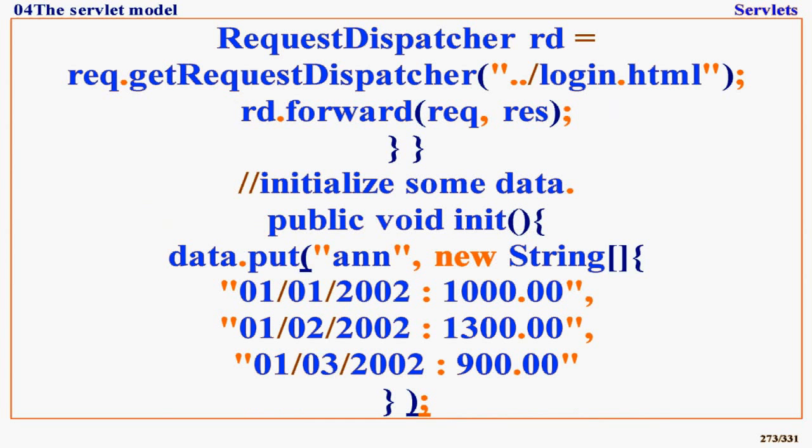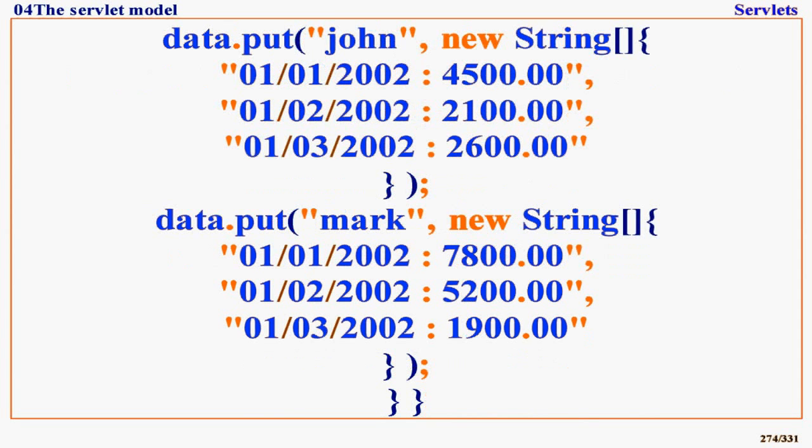data.put("aaa", new String[]{"01/01/2000 $1000", "02/01/2000 $1300", "03/01/2000 $900.00"}); data.put("John", new String[]{"01/01/2000 $4500", "02/01/2000 $2100", "03/01/2000 $2600.00"}); data.put("Mark", new String[]{"01/01/2000 $7800", "02/01/2000 $5200", "03/01/2000 $1900.00"}).